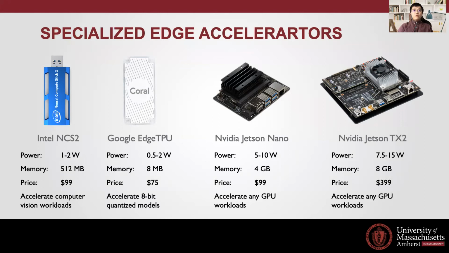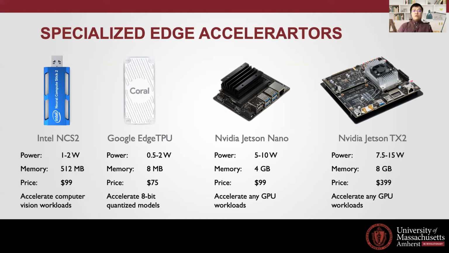We list the edge accelerators we use in our experiment. First is Intel's Neural Compute Stick 2 Vision Processing Unit, or VPU. It consumes 1 to 2 watt power and has 512 MB memory. It costs $99 and mainly focuses on accelerating computer vision workloads. Google's Edge TPU consumes 0.5 to 2 watt power and has only 8 MB memory. It costs $75 and requires the models to be 8-bit quantized. Edge TPU and VPU work as co-processors and cannot work as independent edge nodes.